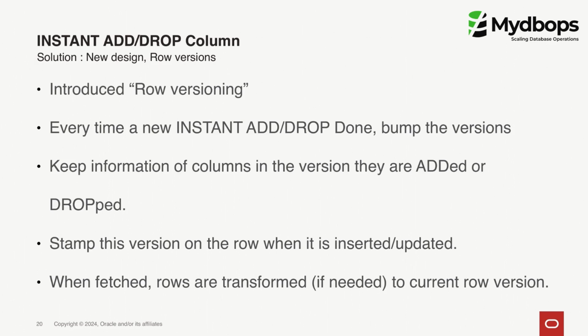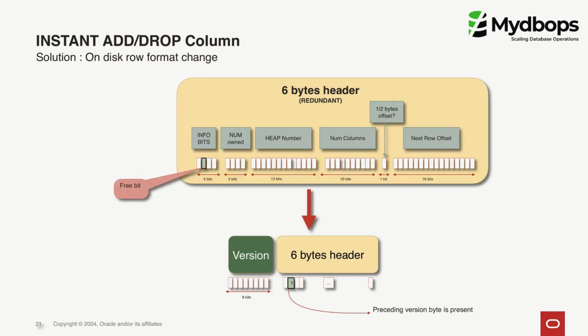And when we fetch the rows, let's say you might have old records which do not have any version, but now the version is XV. So we transform them when we fetch the rows. How this transformation happens, I'll show in the next slides. Before that, let's understand where we stamp this version on the disk.